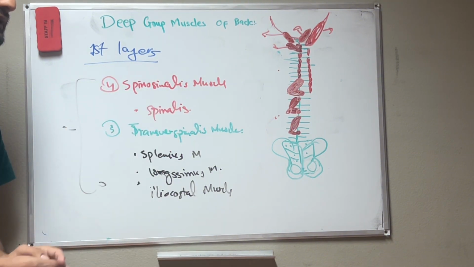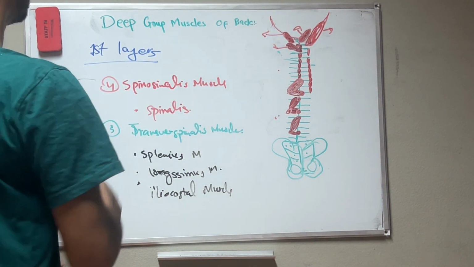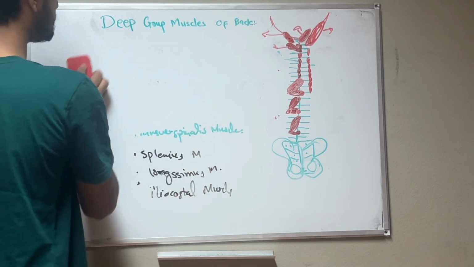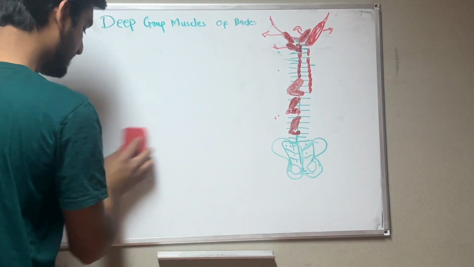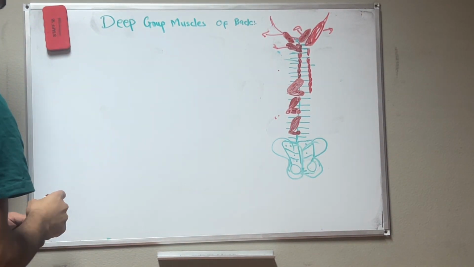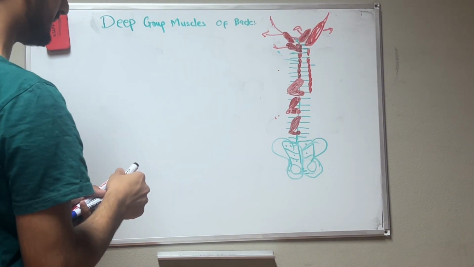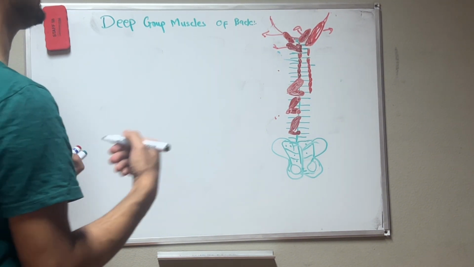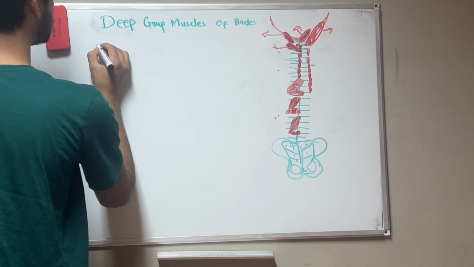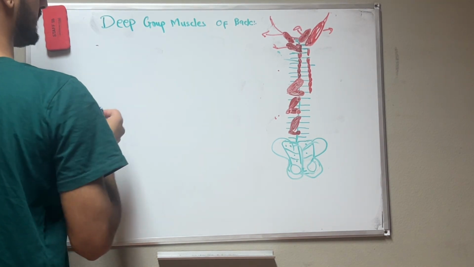Now we are going to discuss each layer of muscles. We start from the third layer, because this is a deep muscle, and we start from the deepest. First we discuss the suboccipital muscles.